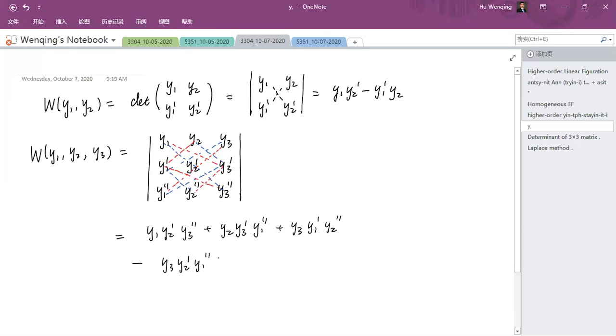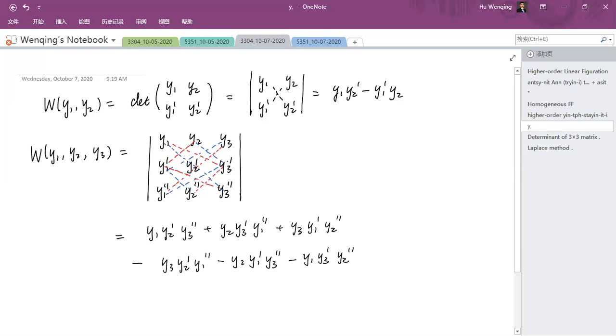And you have this 3. So that's minus y2, y1 prime, and y3 double prime, and minus this y1, y3 prime, and y2 double prime. Is that good, family? Right? So that's going to be how you calculate the 3 by 3 determinant for the Wronskian.